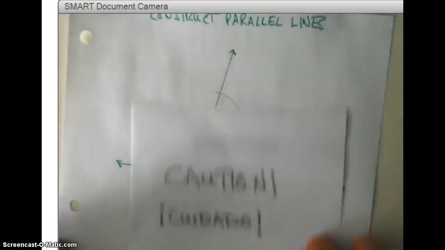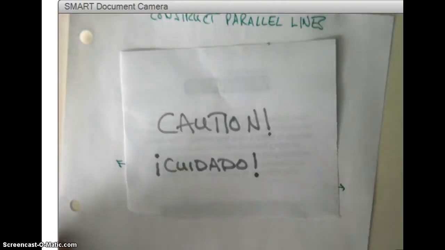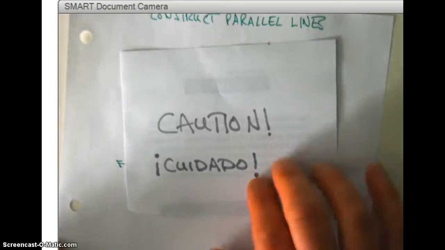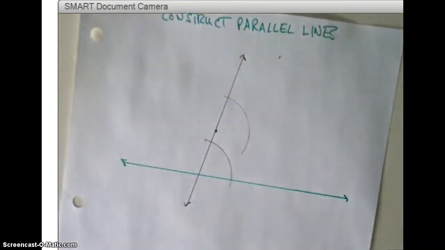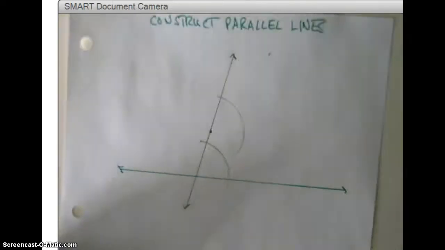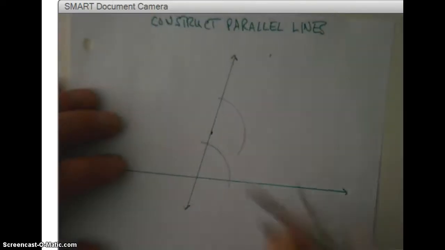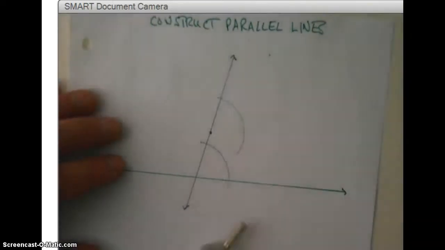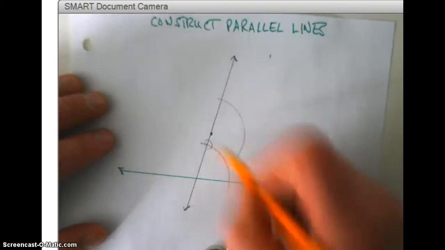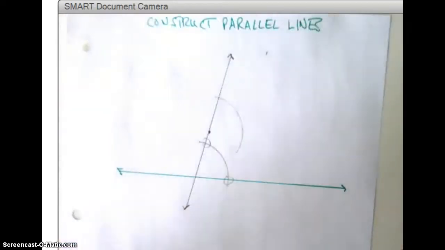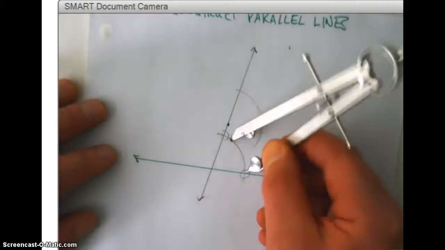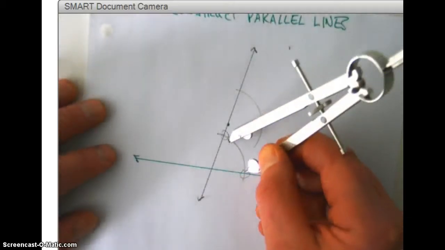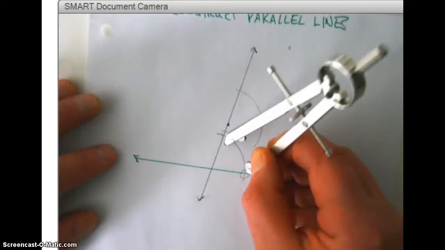So I'm going to bring out the caution, even in Espanol it's cuidado, because this is the area by far where students tend to mess this construction up. So watch this part carefully. You need to measure the distance from this intersection to this intersection, and students sometimes skip this step because the distance that's on their compass is often pretty close to the distance that is between the two points.